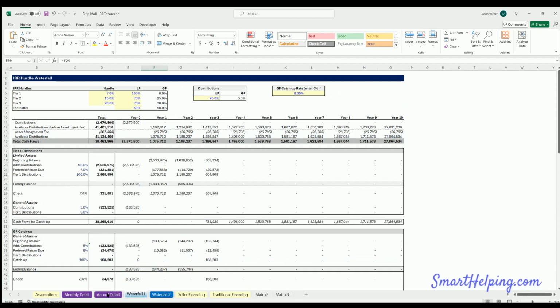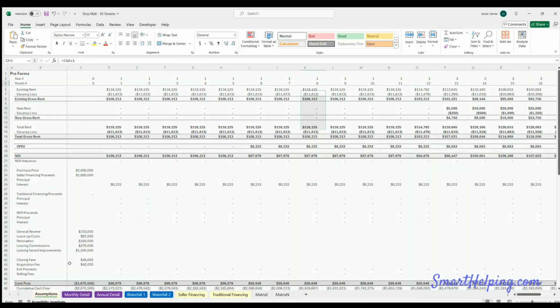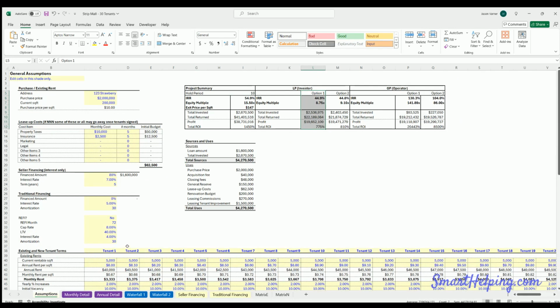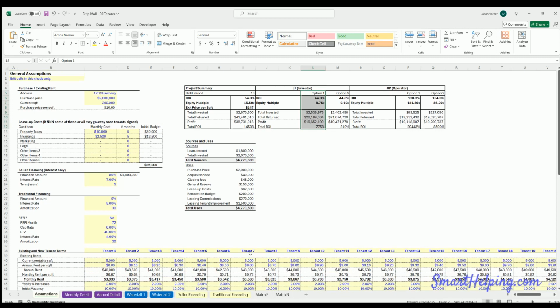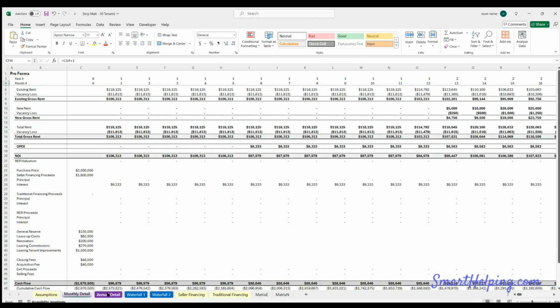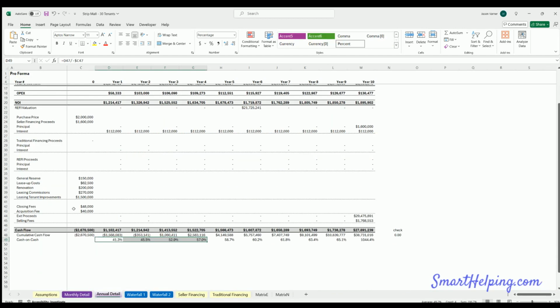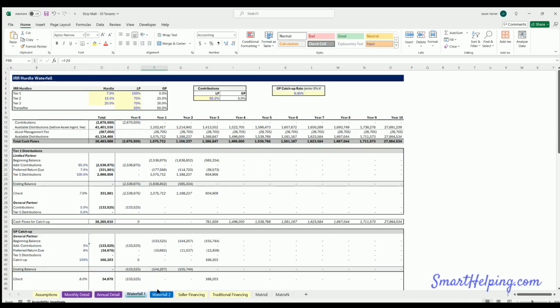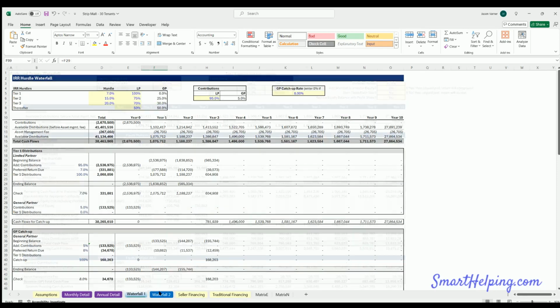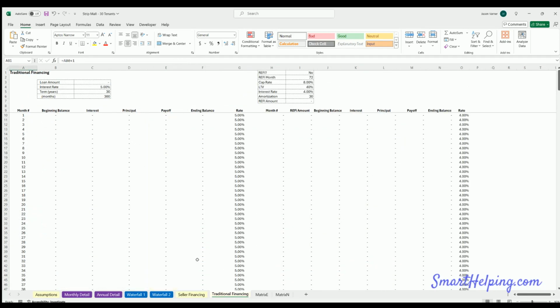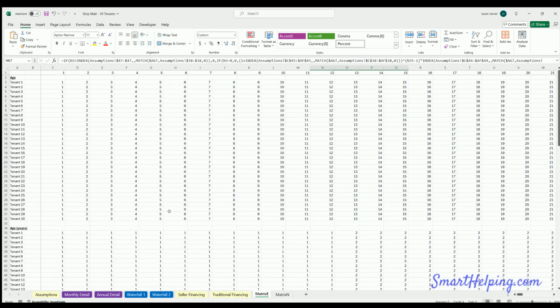So that's the model. It's actually quite simple and elegant. I think you've got all your assumptions for the deal happening on the assumptions tab, up to 30 tenants. Then you've got your operating cash flow model. You've got 2 waterfall options. You could use one or the other. And if you don't want to use both, you can delete whichever one you don't want. You've got your amortization schedules, and then the matrix tabs, which is where all the dynamic logic is happening.